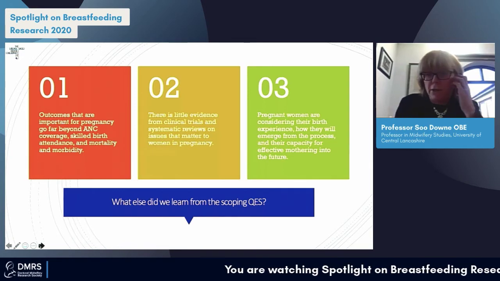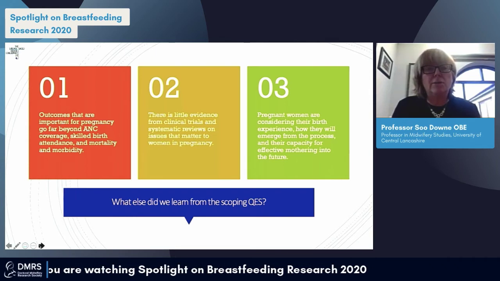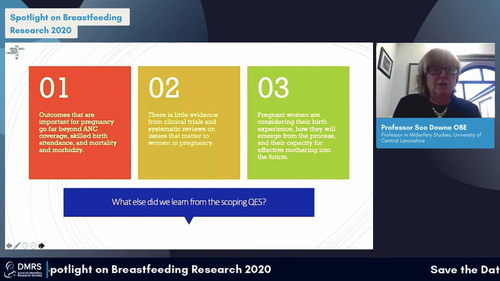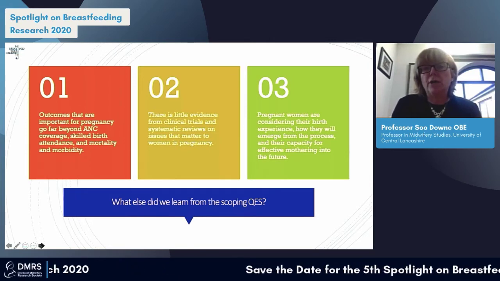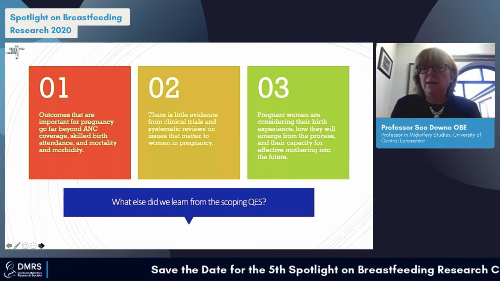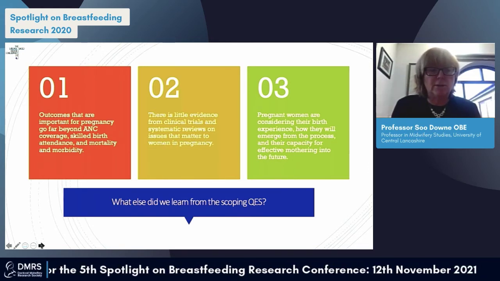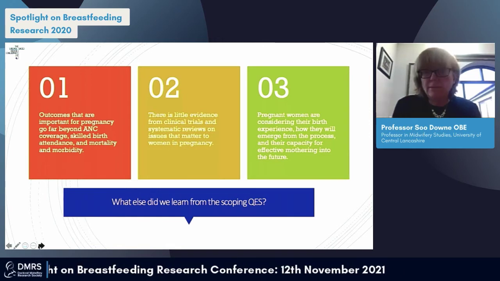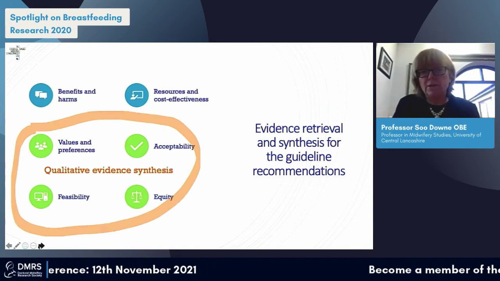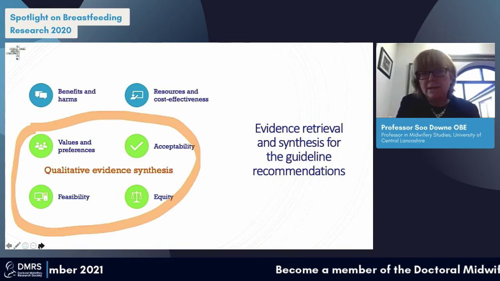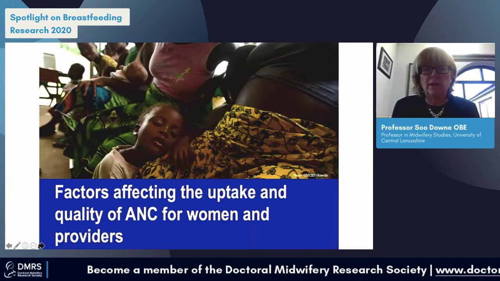And this is a WHO slide, it's not what we said in our team, but what WHO said, that outcomes that are important go far beyond ANC coverage, stillbirth, attendant, and mortality and morbidity. We don't have much evidence from trials about the issues that matter to women, and pregnant women are considering their whole birth experience and effective mothering. So that's a WHO statement that comes directly out of the qualitative evidence. And obviously we could add much more weight to these aspects of the guideline now because we had the qualitative evidence and it was strongly there.